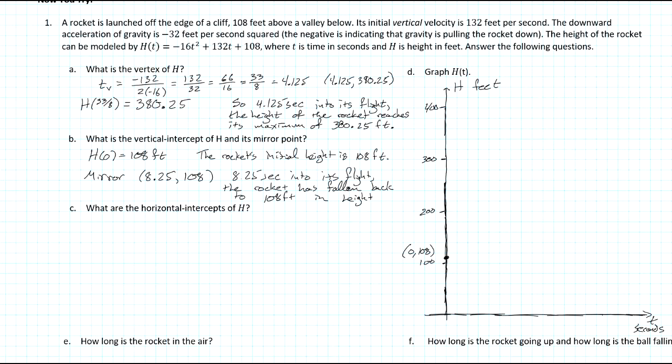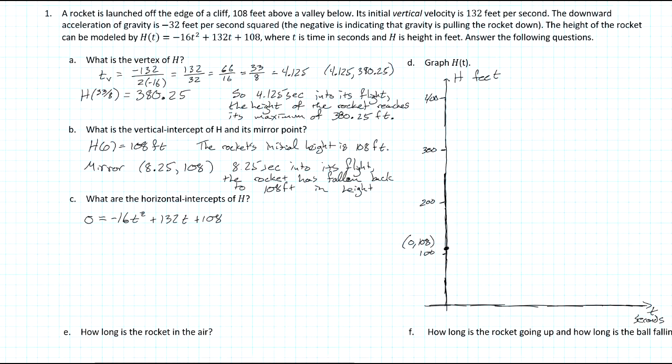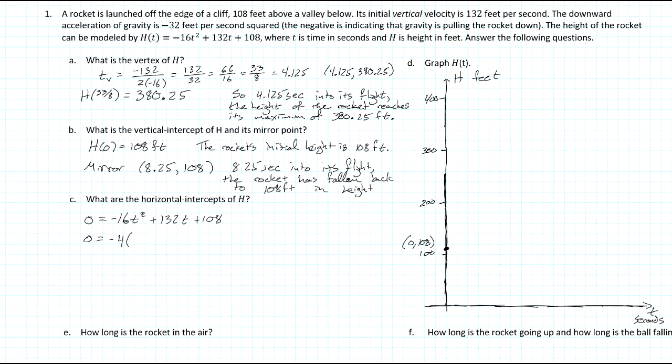So to find the horizontal intercepts, we'll set the height to 0. 0 equals negative 16t squared plus 132t plus 108. And we want to factor this to try and solve for t. So I'm going to begin by pulling out a negative 4. I think that goes into everything. Let's check. That would give me a 4t squared.